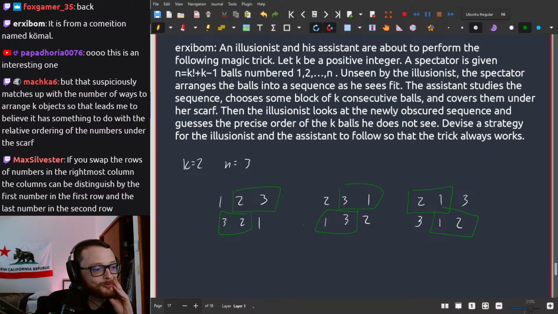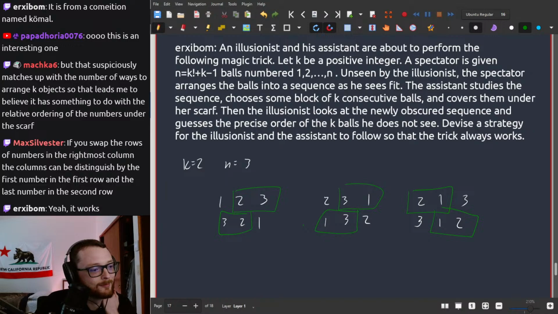Yeah, this is an interesting one, right? It's apparently a high school math competition question. Especially matches up with a number of ways to arrange k objects, so that leads me to believe it has something to do with the relative ordering of the numbers under the scarf.